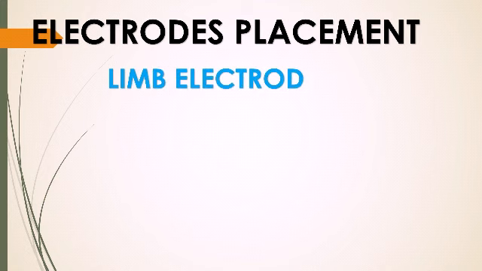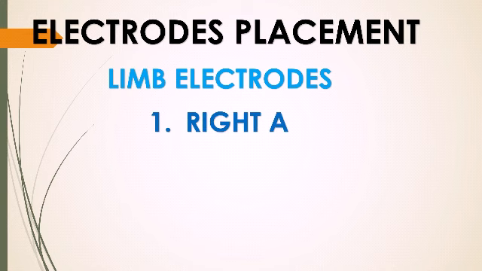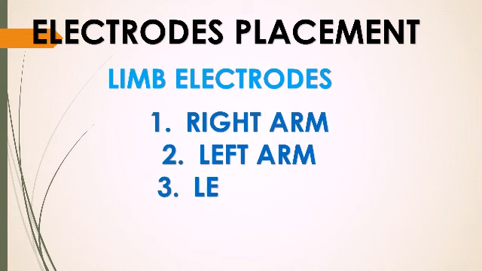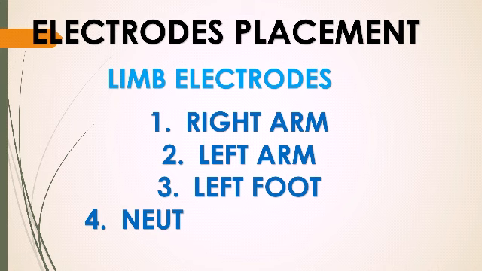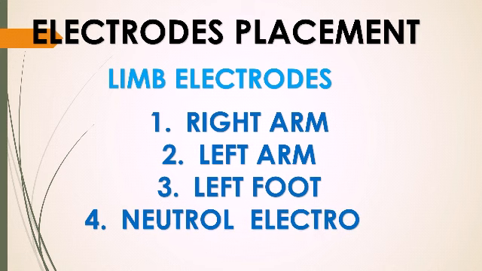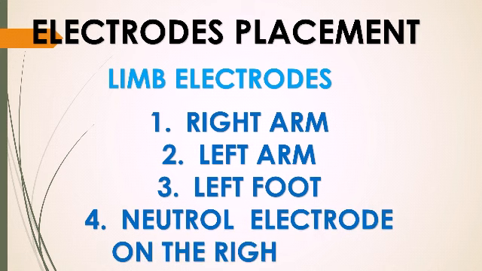Now let's see the electrodes placement, where we place the electrodes. Let's see where we place electrodes on the limbs, or limb electrodes. The first one, you place it on the right arm, then left arm, left foot, and then there is a neutral electrode placed on the right foot.